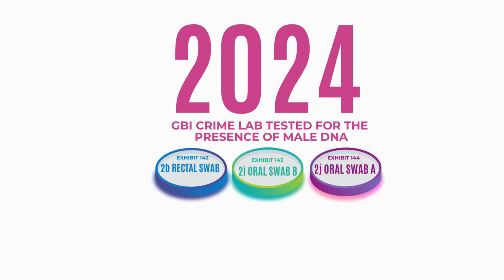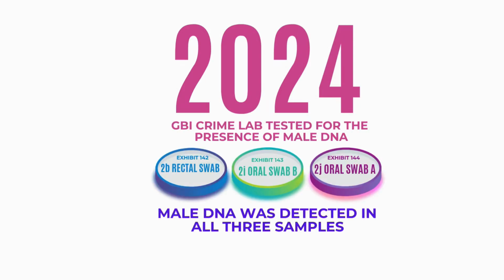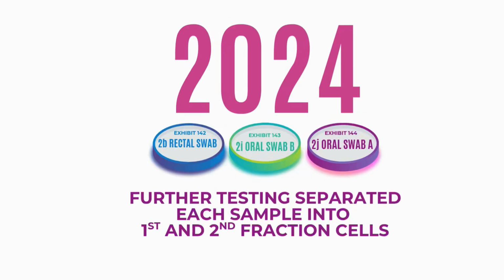went cold. The case was reopened after the passing of the Baker-Coleman Act, where it became possible to open cold cases for reinvestigation. The same three samples were sent to the crime lab. All three samples were found to have male DNA. Each of the samples was then further tested and separated into first and second fraction cell groups.